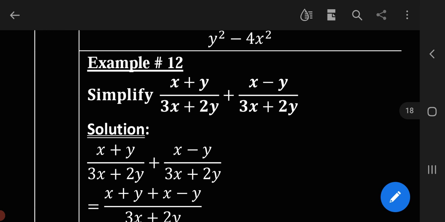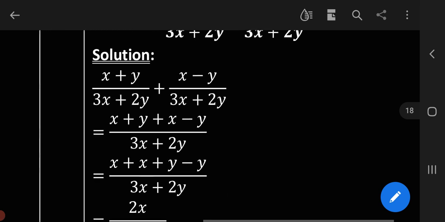Then follow the multiplication rule, which I already explained before. If there is a possibility of crossing the same factor in the numerator and denominator, then cross them. If there is no possibility, then multiply the numerator with numerator and denominator with denominator. Now we are coming to solve this question, so let's come to the solution.